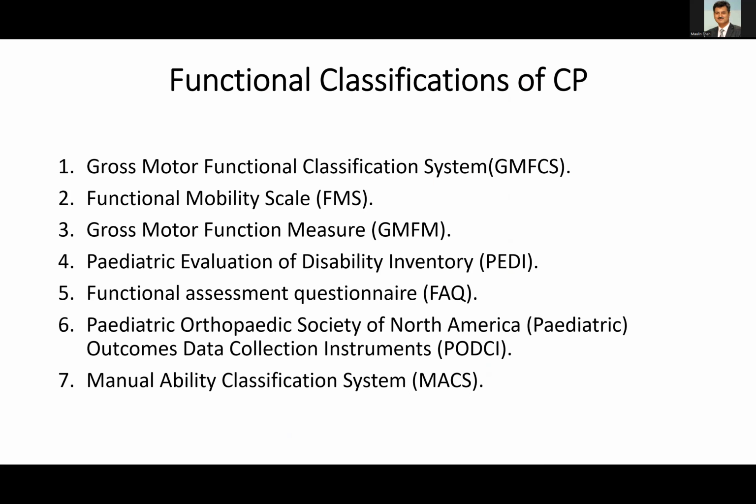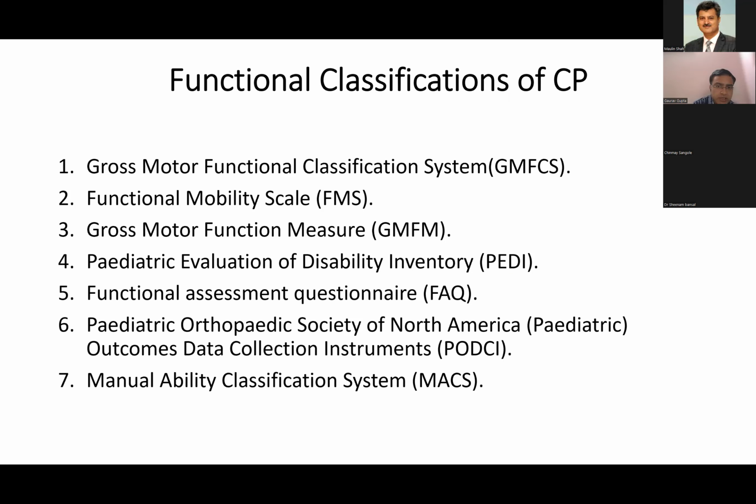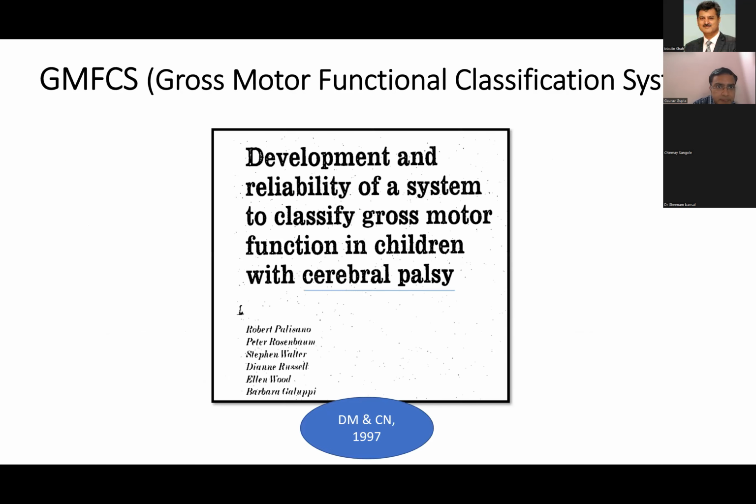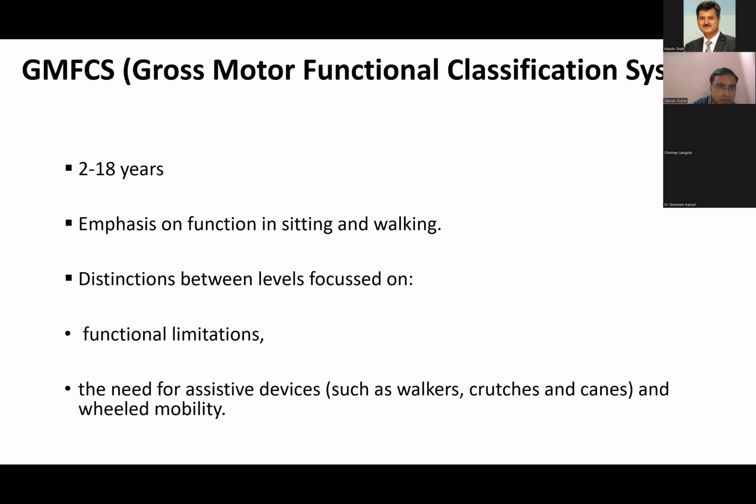And there is a functional classification based on the function of the child. These are 7 functional classifications, but the most common ones used are the Gross Motor Function Classification System or the GMFCS and the Functional Mobility Scale or the FMS. So GMFCS was given by Robert Palisano et al. in 1997, and it is mainly used to classify kids from 2 to 18 years of age.